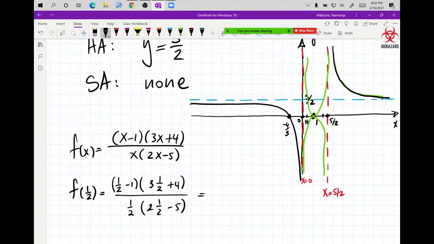I am not even going to compute this. The first parenthesis is negative. The second parenthesis is positive. The 1/2 is positive. And over here I have 1 minus 5, which is negative. The whole thing is positive because you have, essentially, negative divided by negative.